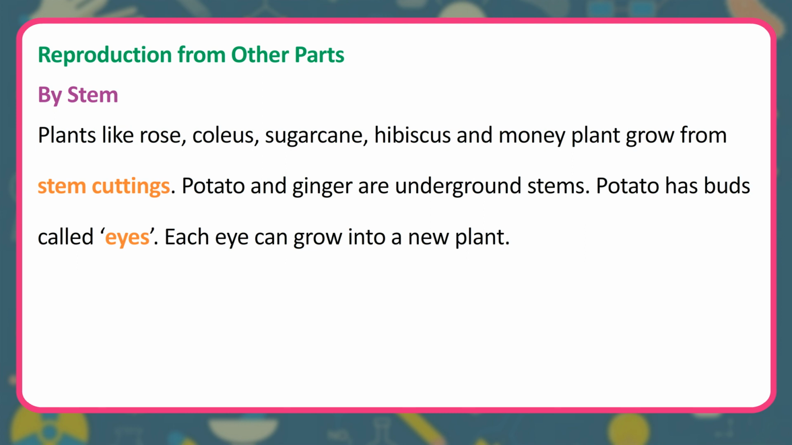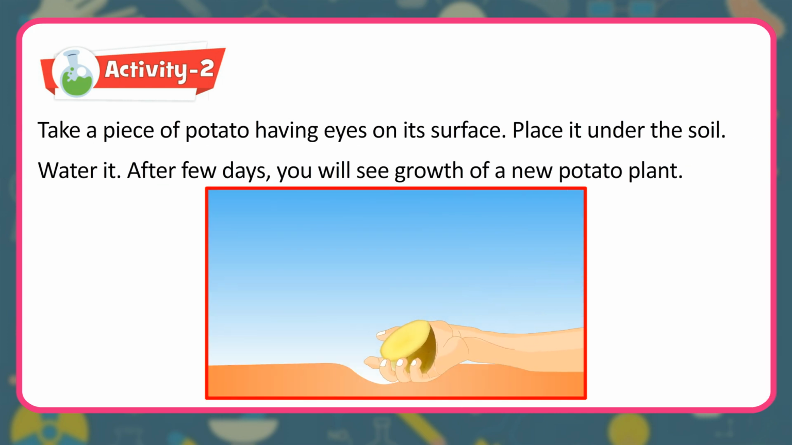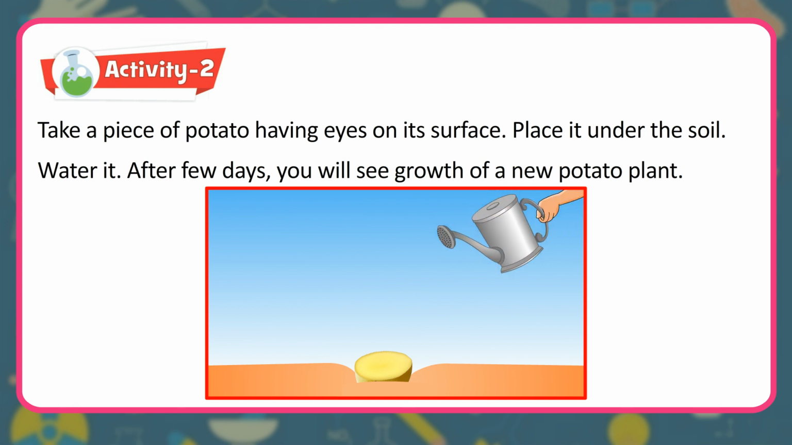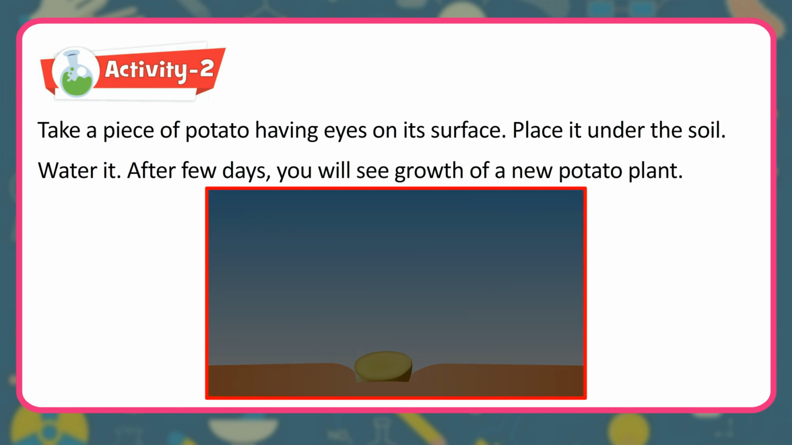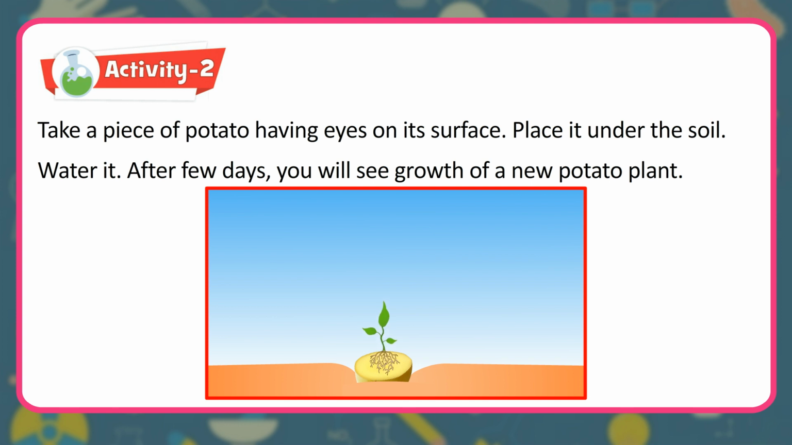Potato and ginger are underground stems. Potato has buds called eyes. Each eye can grow into a new plant. Activity 2. Take a piece of potato having eyes on its surface. Place it under the soil. Water it. After few days, you will see growth of a new potato plant.